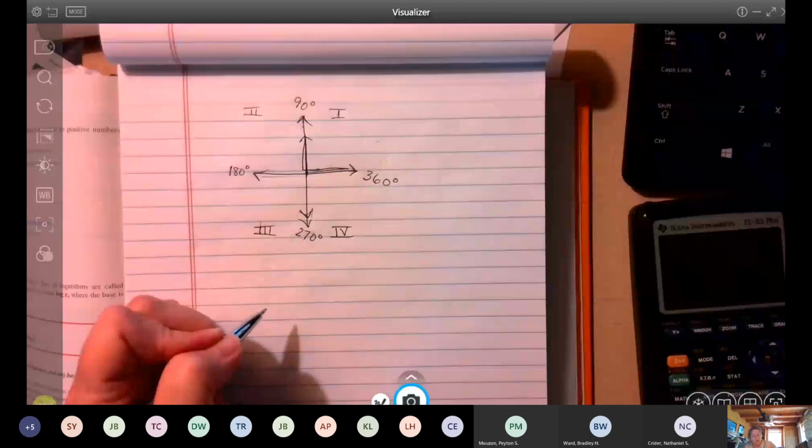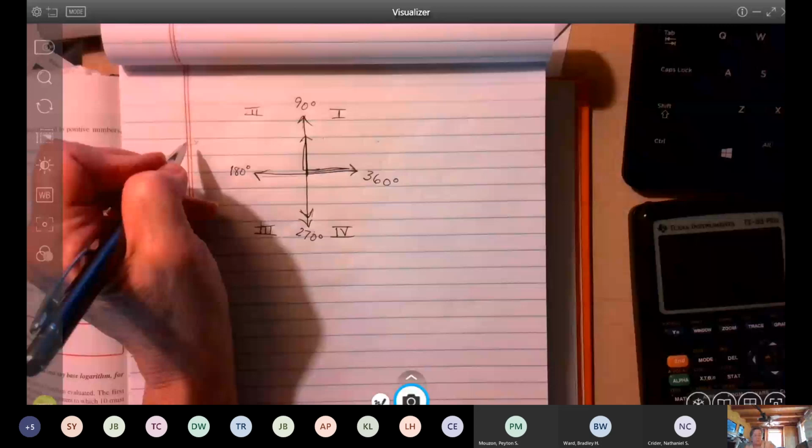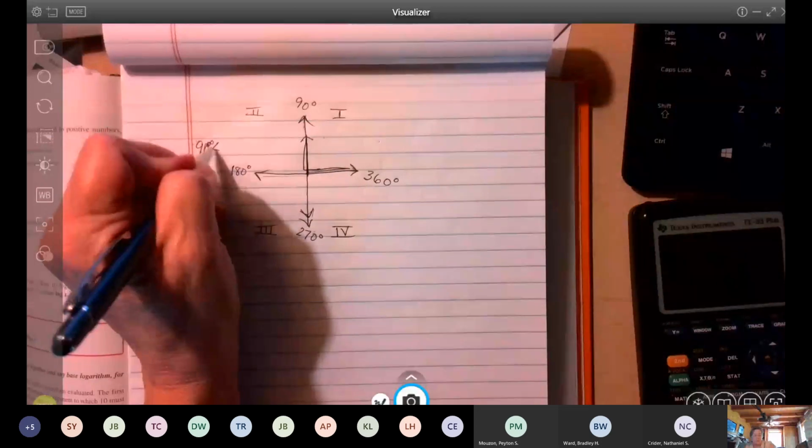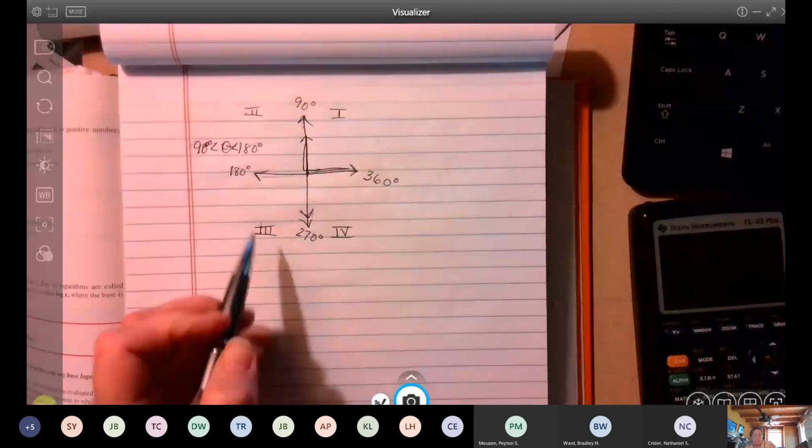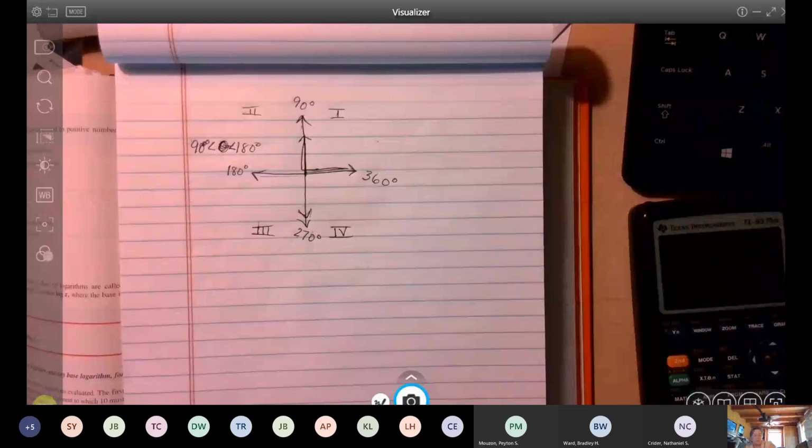So these angles we're calling theta. So if I would write that out, that theta is going to be between 90 and 180 degrees. This is my theta here, and that's how I would write it, which is really scratchy, and I'm sorry.